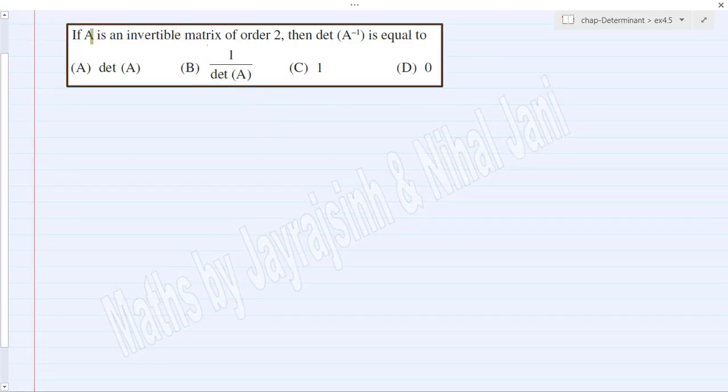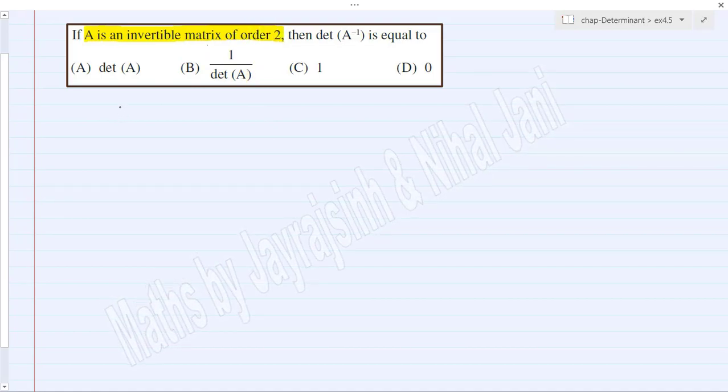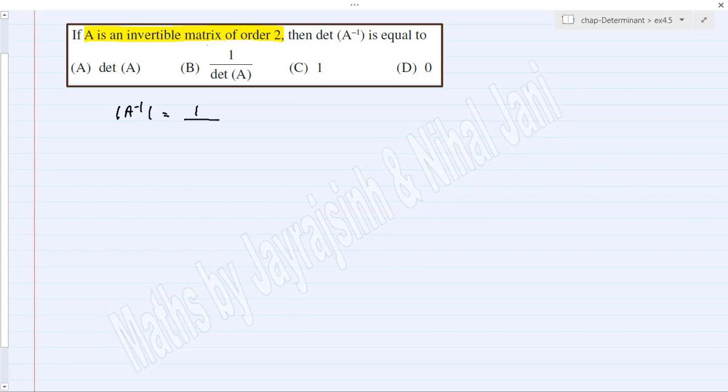In this question, we have a matrix A which is invertible matrix of order 2, and we have to find determinant of A inverse. And according to property of determinant, it is simply 1 upon determinant of A, which is given in option B. Ta-da!